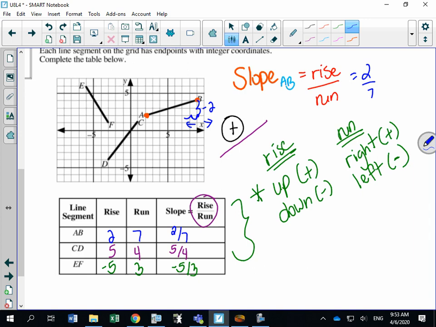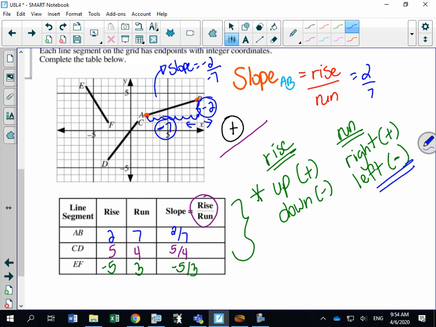1, 2, 3, 4, 5, 6, 7. And what was a left move? Was a left move positive or negative? A left move was negative, so that would be negative 7. So my slope would be rise, which was negative 2, over the run, which is negative 7.